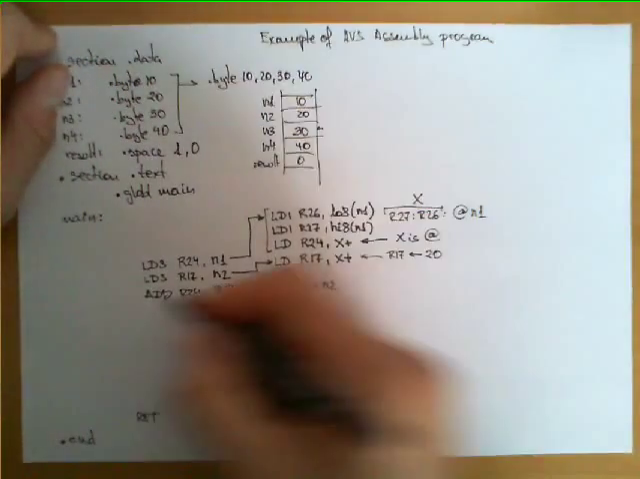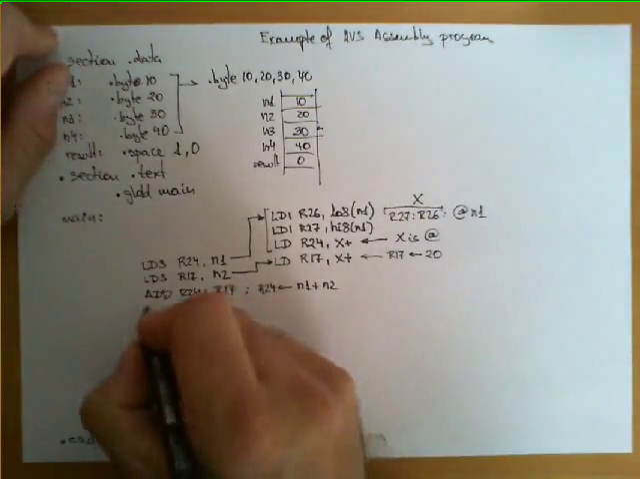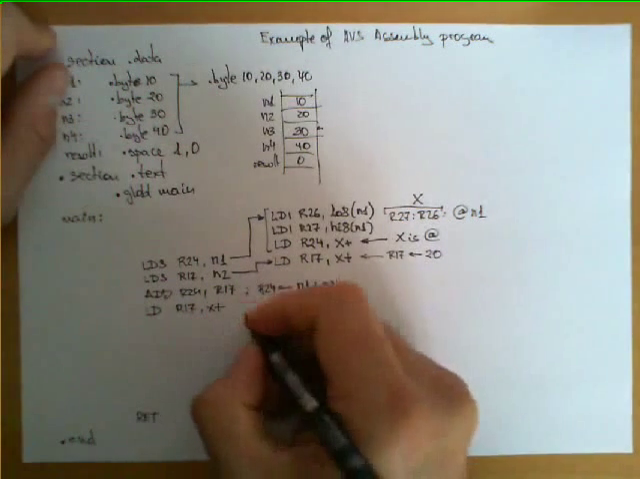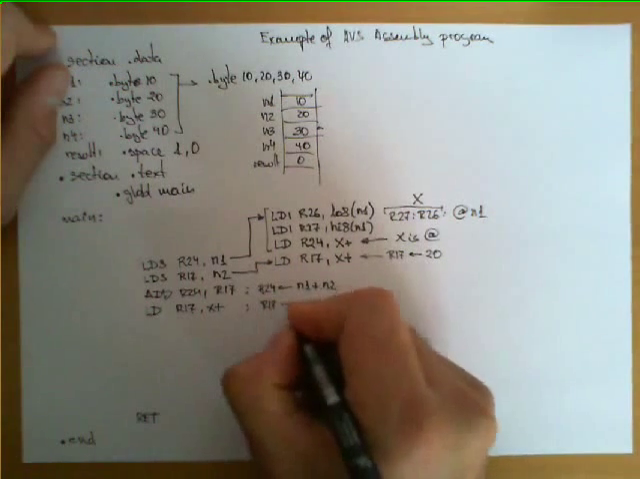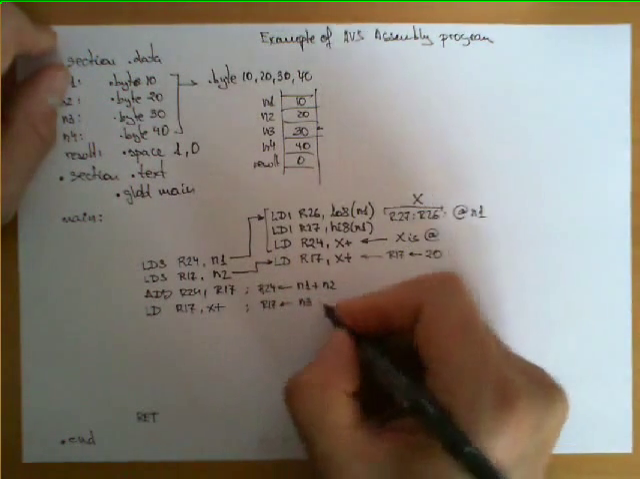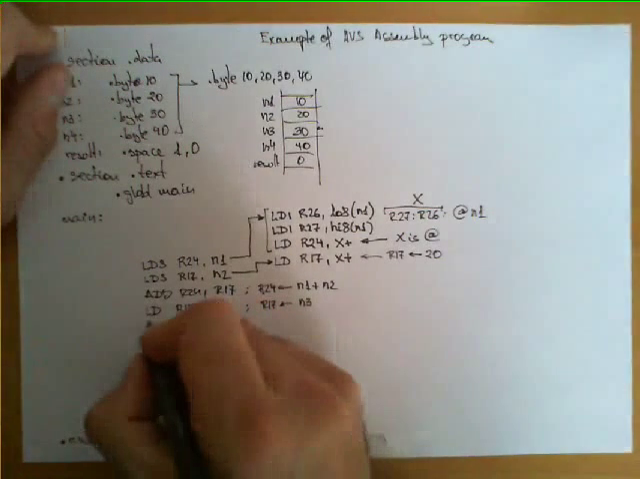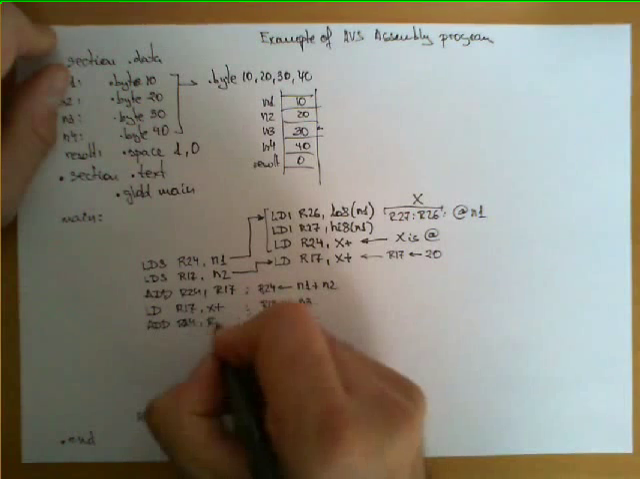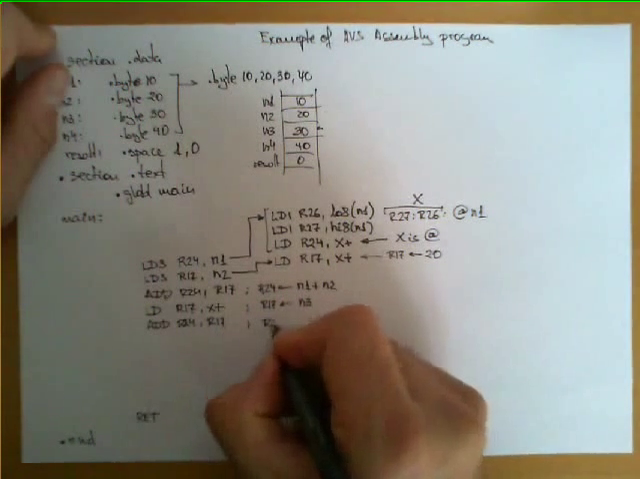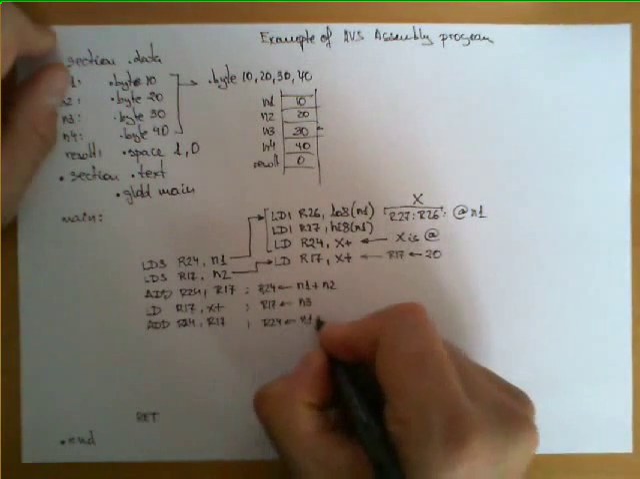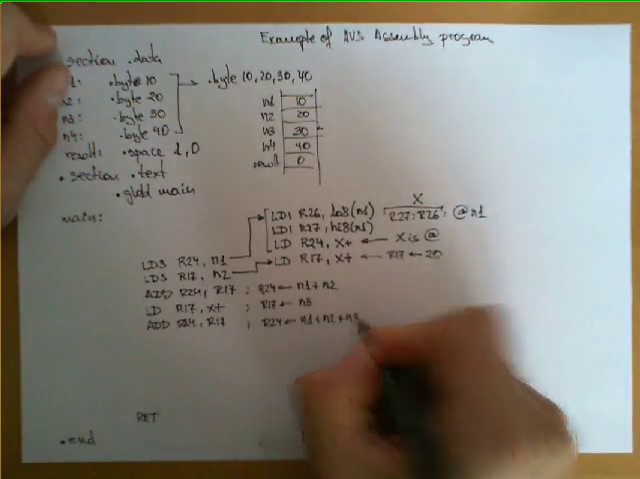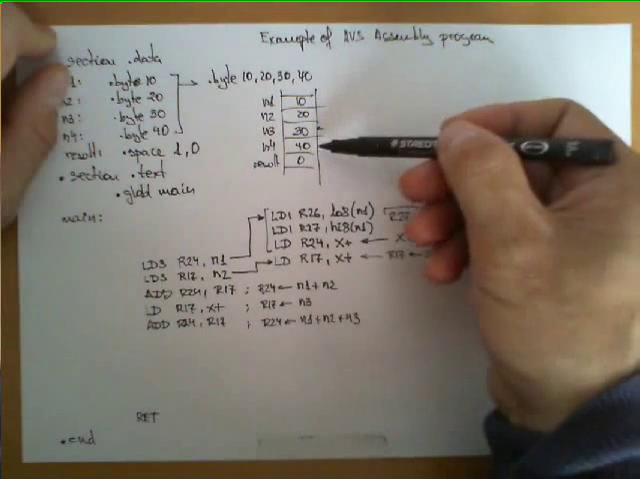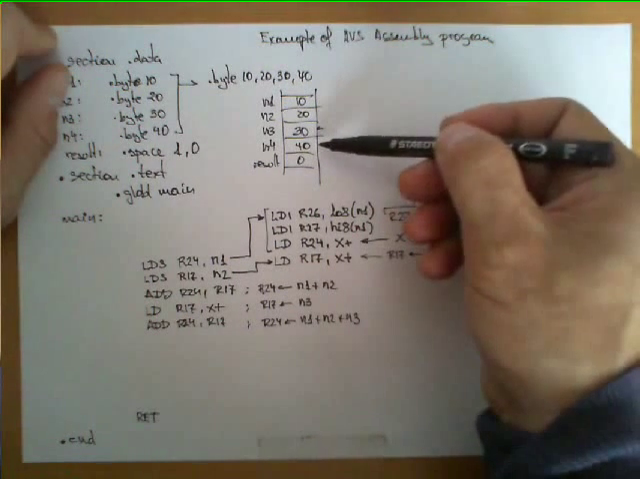So I could keep working on the expression doing the following now: LD R17, X plus. And now what I'm doing here is that R17 now has the value of N3 or 30. And I can add it again, add R24, R17. So in this case, R24 has N1 plus N2 plus N3. And the other interesting thing is that X got incremented again.